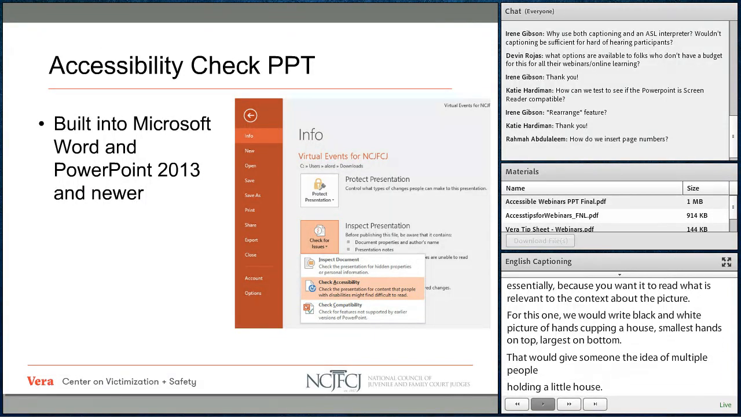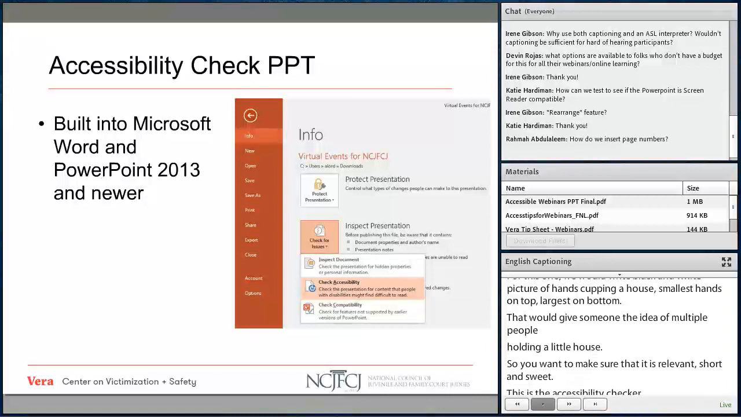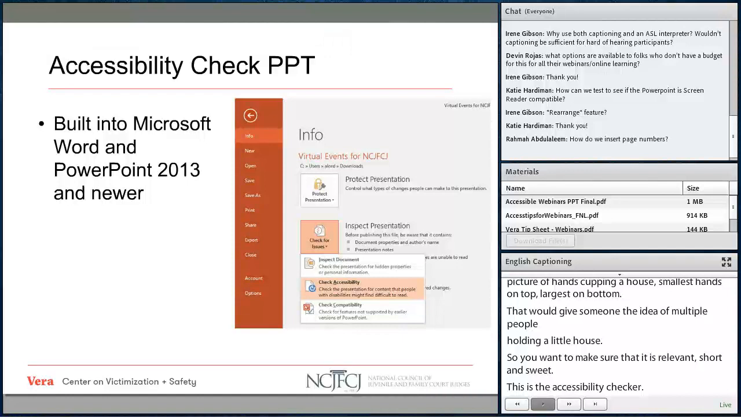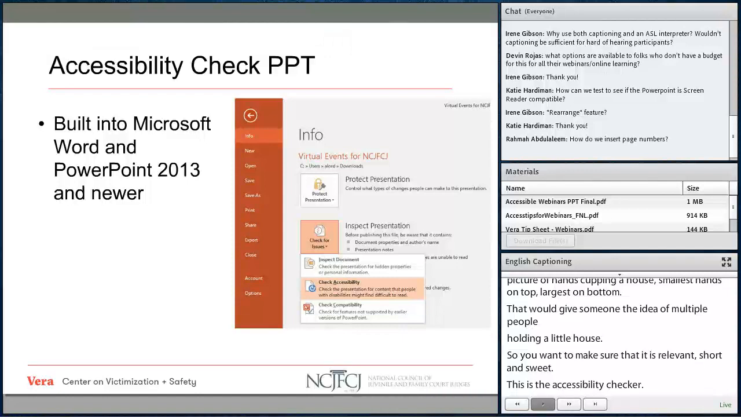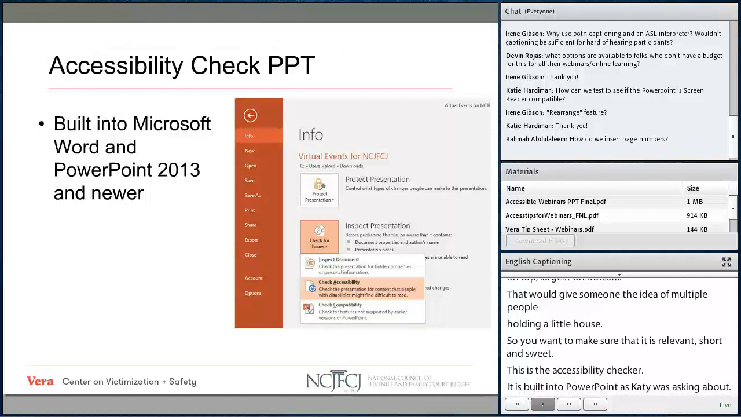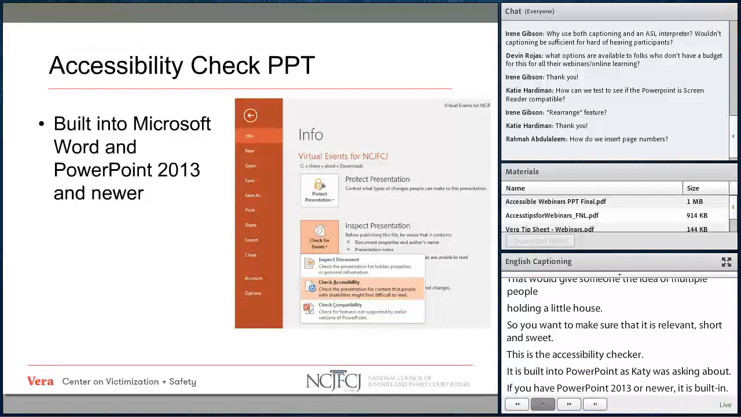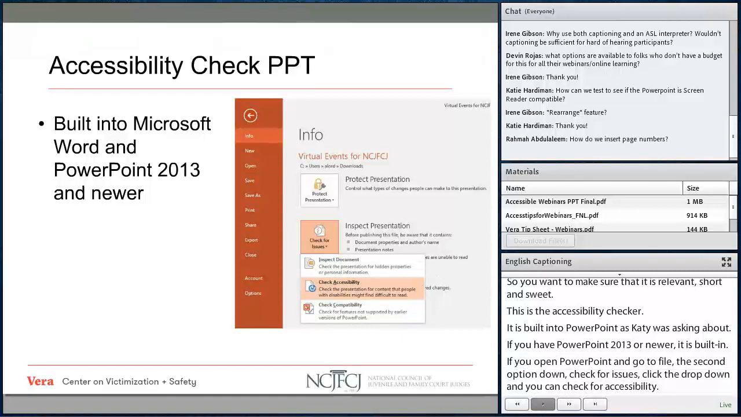So this is the accessibility checker that is built into PowerPoint, as Katie was asking about. If you have PowerPoint 2013 or newer, it is built in. So if you open PowerPoint and you go to File, the second option down says Check for Issues, and if you click the drop-down on that, you can check for accessibility. This will test your reading order. It will see if you have any alt text that is missing, any title slides that are missing. It's a really, really great tool that we do suggest that you use for any of your presentations.